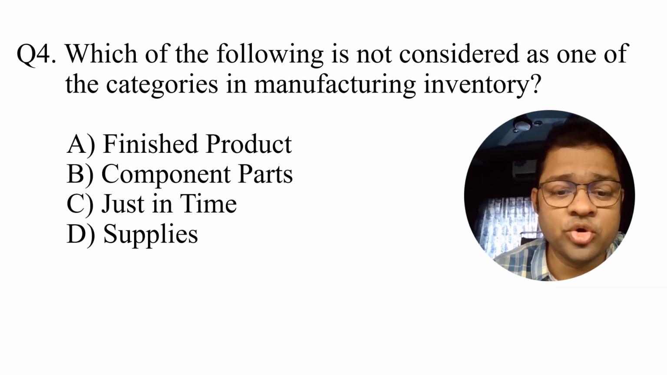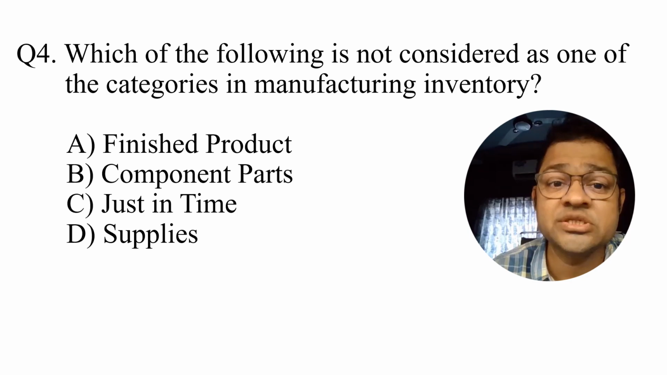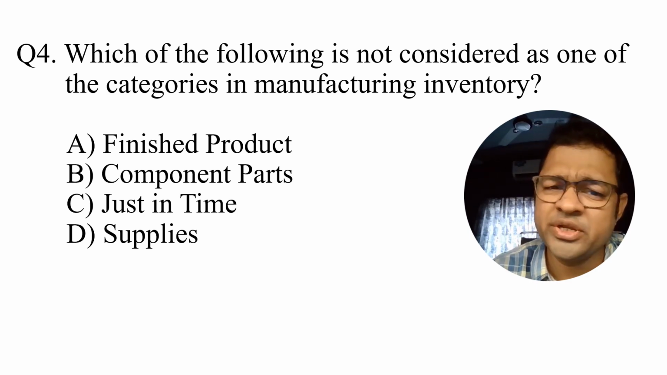Question number 4: which of the following is considered as one of the categories in manufacturing inventory? Finished product, component parts, just in time, supplies. The question is which among the following is not considered. Finished products are always considered as inventory items. Component parts are also considered as inventory items.